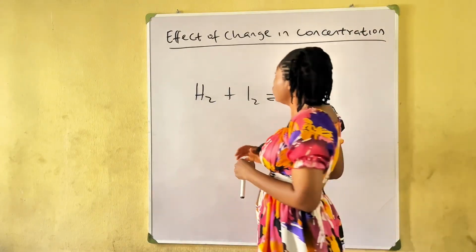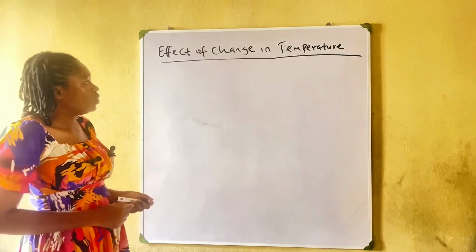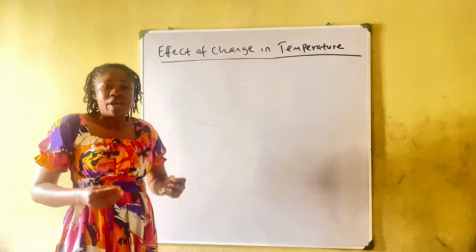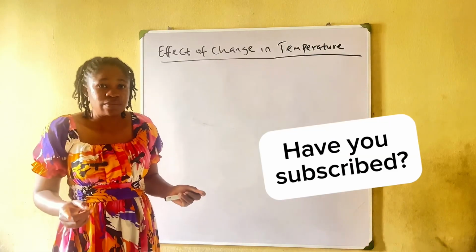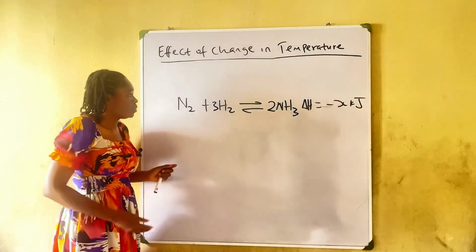So that's all about the effect of change in concentration. Effect of change in temperature. Chemical reactions are accompanied by changes in heat energy. A reaction may result in a production of heat or absorption of what? Heat. So look at this equation.